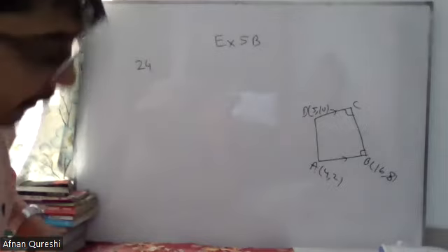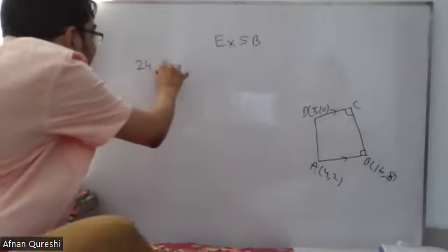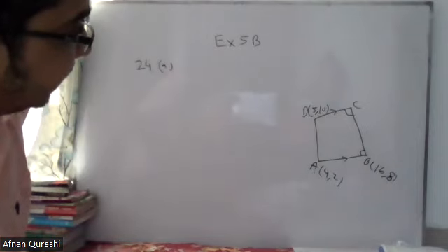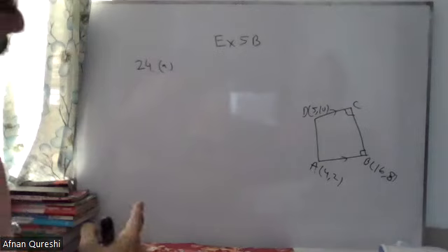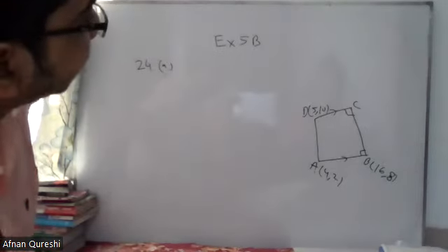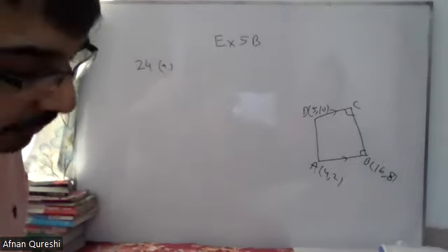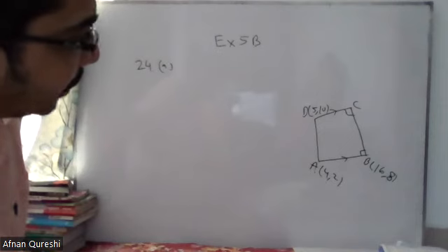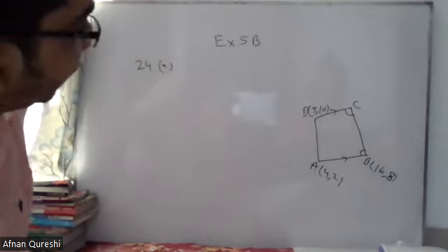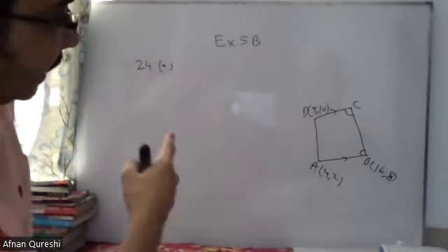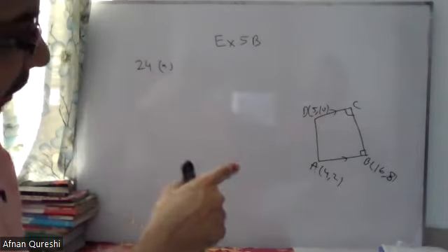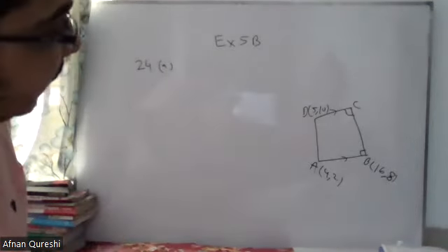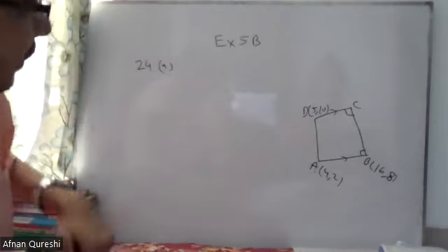So in part A, they're asking to find the equation of DC and BC. Let's look at DC first. In order to find the equation of a line, I need a point. One point, D, is there, but I don't know the coordinates of C. But I do know that DC and AB are parallel to each other, so the gradient of AB is the same as the gradient of DC.